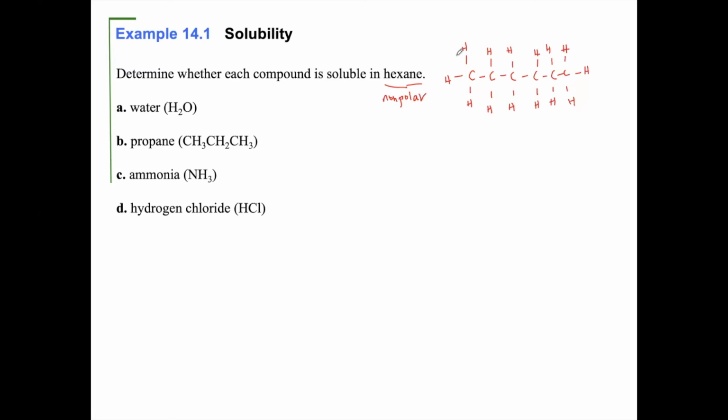Remember that like dissolves like, right? So in order for a compound to be soluble in hexane, it would need to be a non-polar substance. If we think about the water, as I said in the last problem, I think we're all pretty comfortable with the idea that water is a polar substance. So chances are these are not going to mix together. Propane, well, propane also only has carbon-carbon bonds and carbon-hydrogen bonds. Propane is nonpolar.